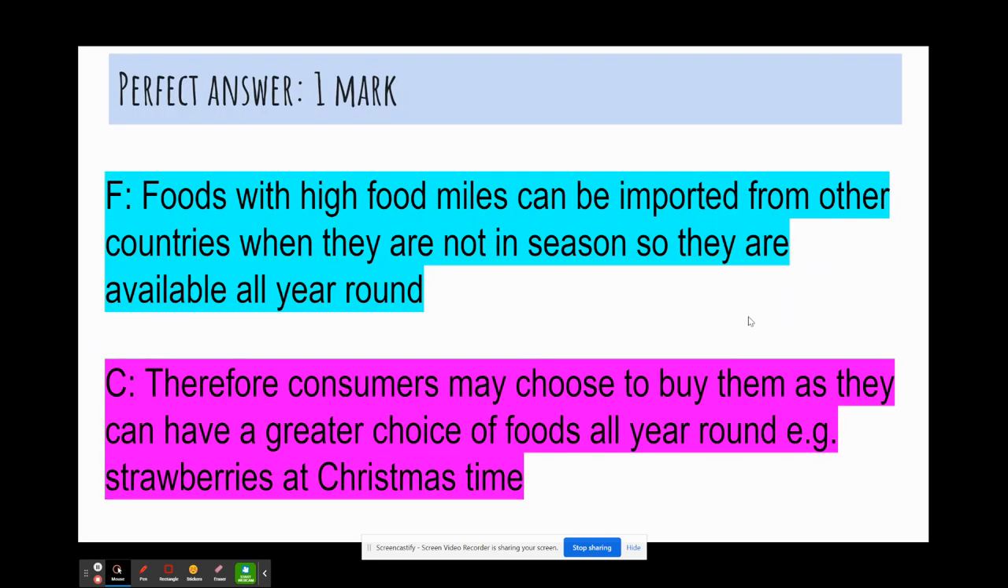And here is a perfect answer that would get you 1 mark. So foods with high food miles can be imported from other countries when they are not in season, so they are available all year round. Therefore, consumers may choose to buy them as they have a greater choice of foods, for example, strawberries at Christmas time. So we've got an accurate fact, we've got our formula that we need, and I've linked back to the consumer and my consequence, and we've got a BAT in the start of our answer as well.